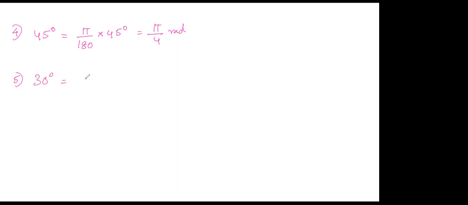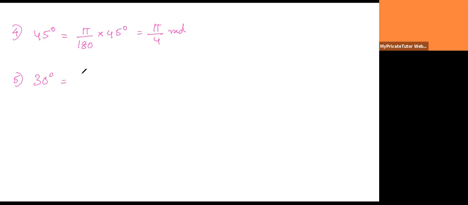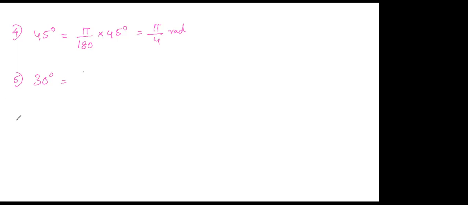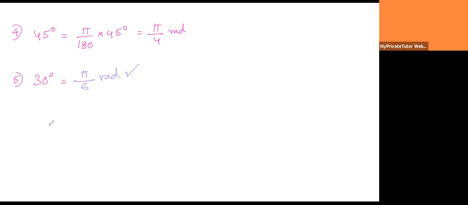Pi over 6. Pi over 6 radians. So that's perfect. So one last one, maybe one second last one. So 270 degrees. Can you please convert this?